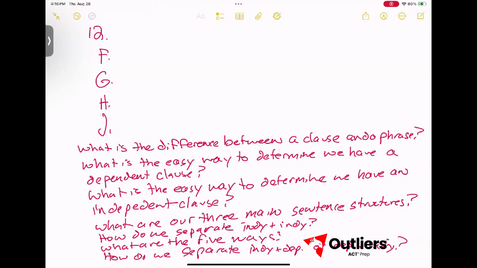So we have independent, independent. How are we supposed to separate independent, independent? One of the five ways. They did not do that in answer F. They used a comma. Comma is used for independent plus dependent or dependent plus independent, but can never be used for independent plus independent. So we can eliminate F because the clauses are separated improperly.